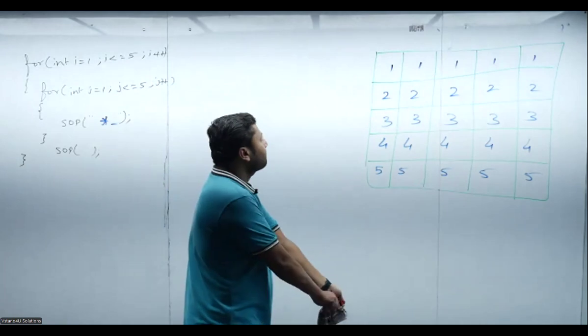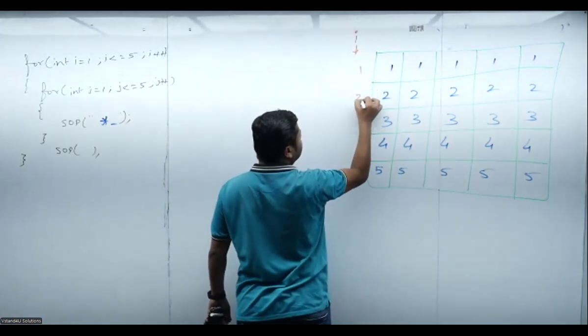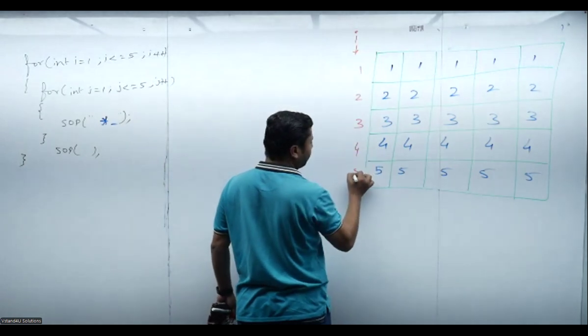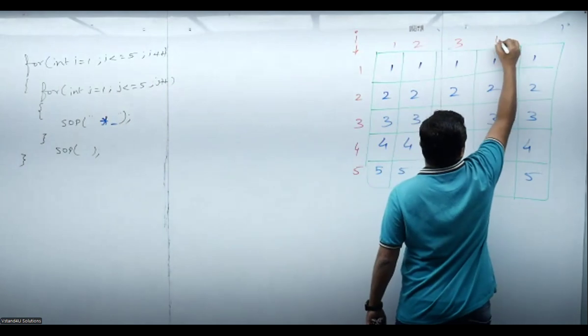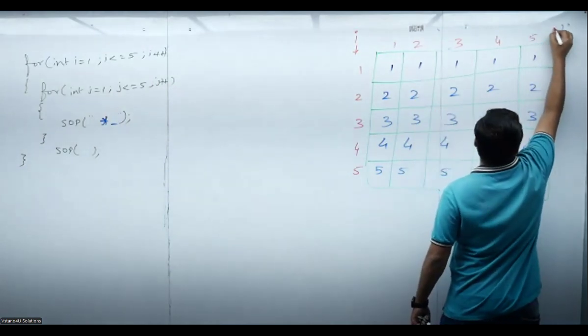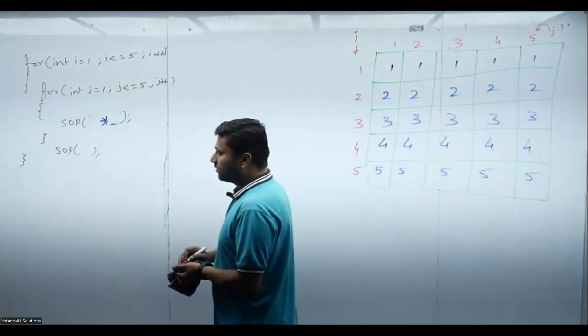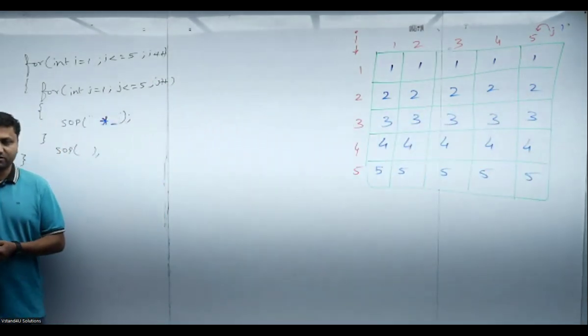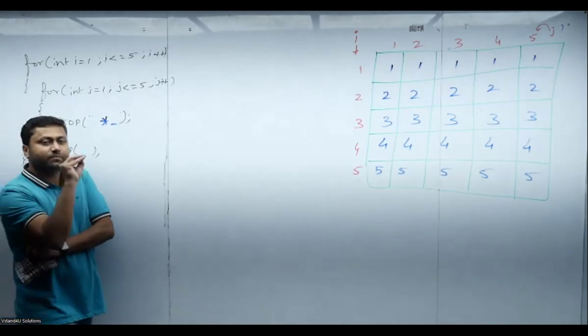Marking for I: I will go from 1, 2, 3, 4, 5. If J is there, J will go. That is how the J is going. Okay, sir. Moving forward. Pay attention. My question is simple. The pattern is changing with respect to J or I?